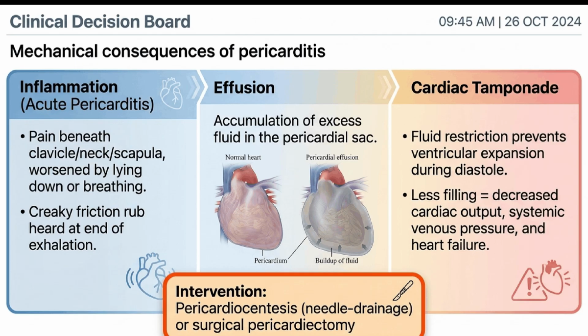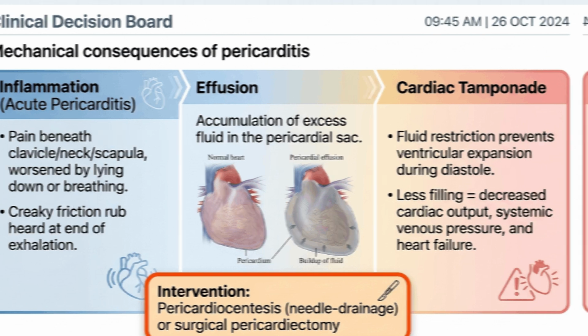The fluid compresses the heart so severely that it chokes off its function. Wow. The physics are simple. If the heart cannot expand to fill with blood due to external pressure, it cannot pump blood out. Cardiac output just plummets rapidly. Okay, so whether it's an overstretched muscle, a bacterial cluster shredding a valve, or an armor of fluid crushing the heart from the outside, when the heart begins to fail, it sets off a systemic chain reaction.